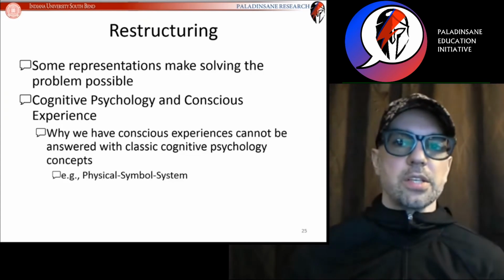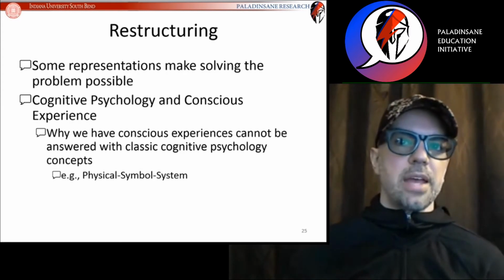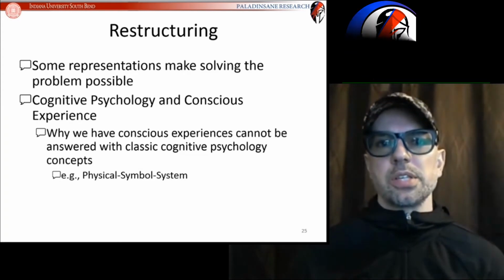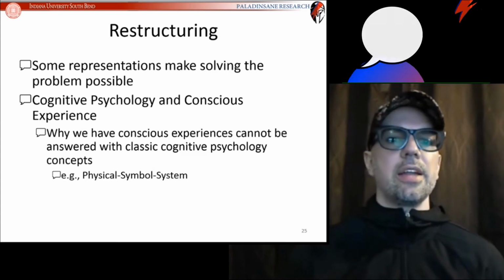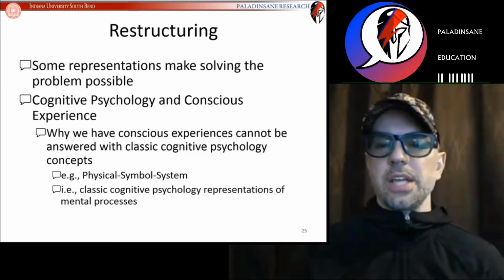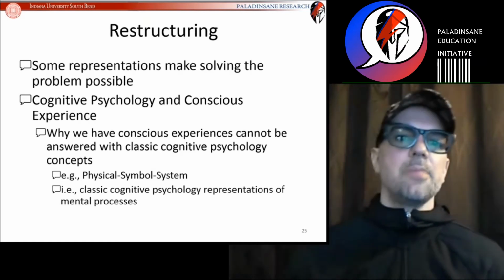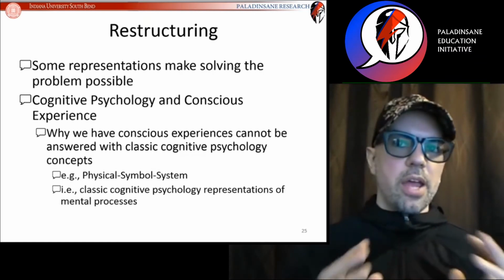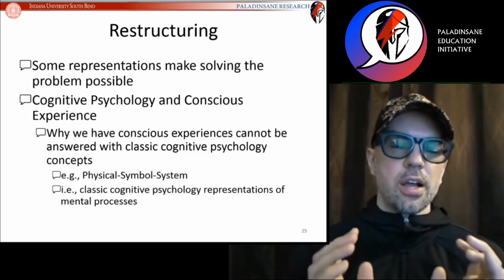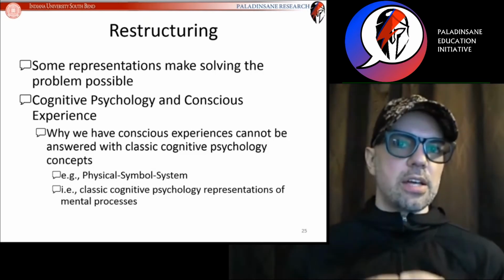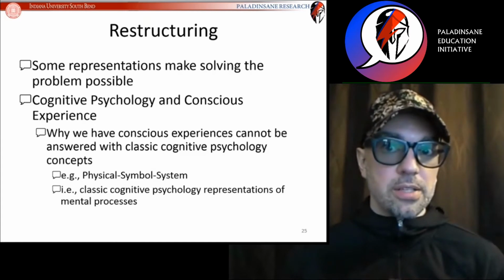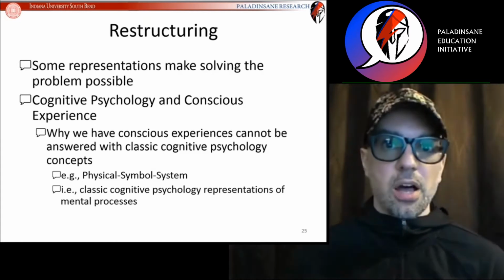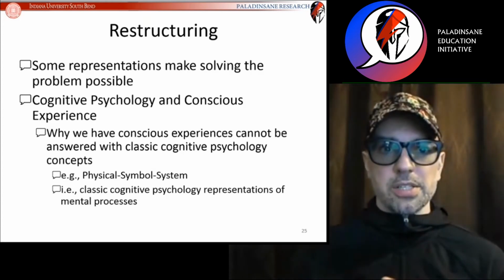So this derives from the fact that cognitive psychology has based much of its work on the physical symbol system hypothesis and on these classic cognitive representations of mental processes. And it could be that these very concepts, the very way that we've structured cognition, is not allowing us to solve the problem of conscious experience.